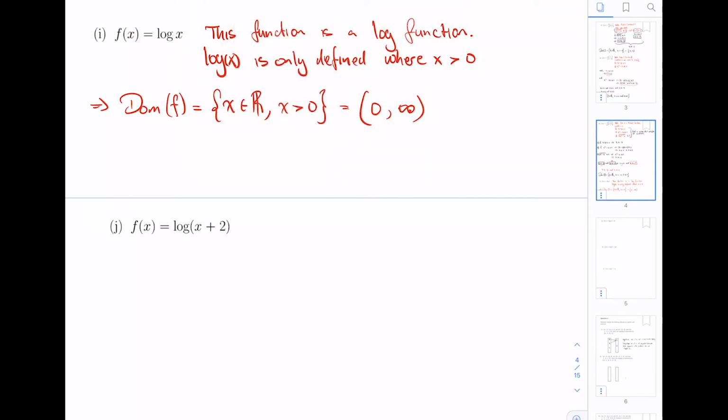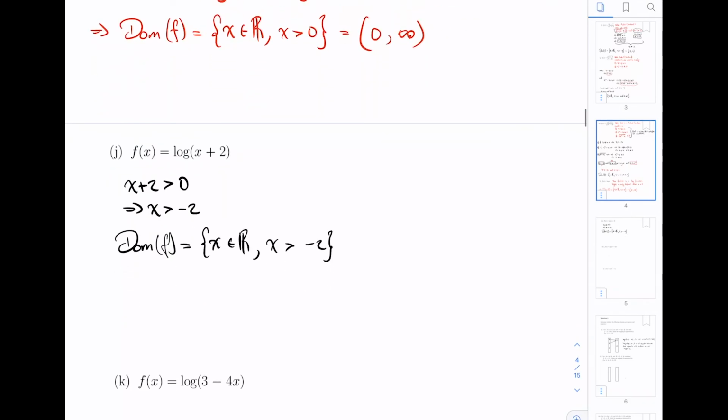So let's go. So here we can apply the same theorem to say that x plus 2 must be greater than 0. So this means x is greater than -2. So therefore the domain for this function is equal to the set of x in real numbers, of course, where x is greater than -2.